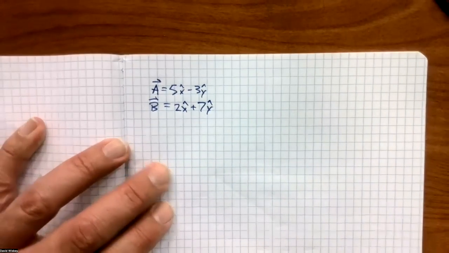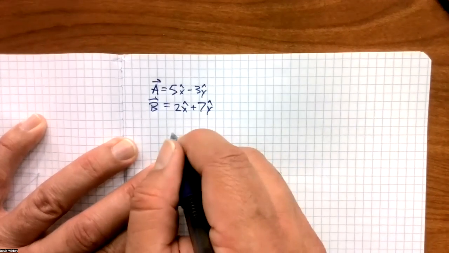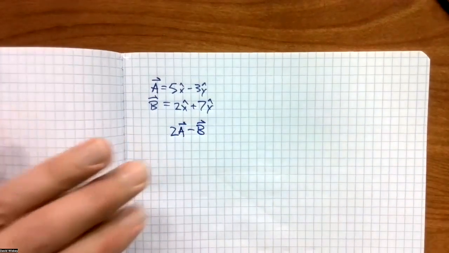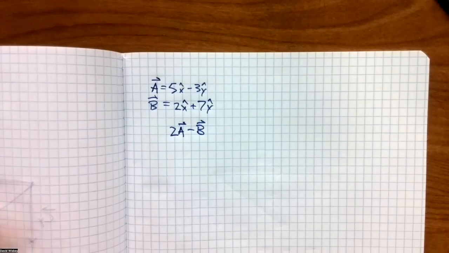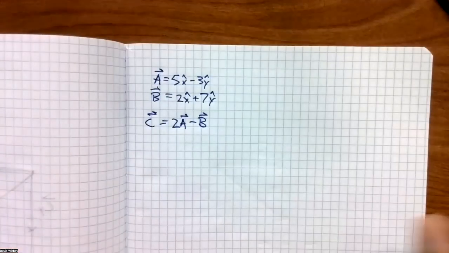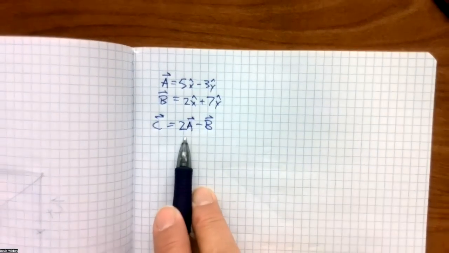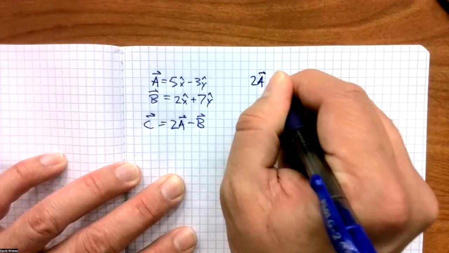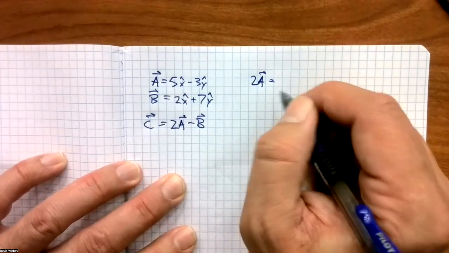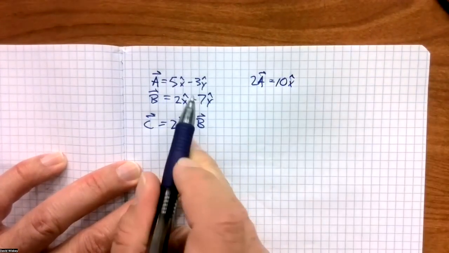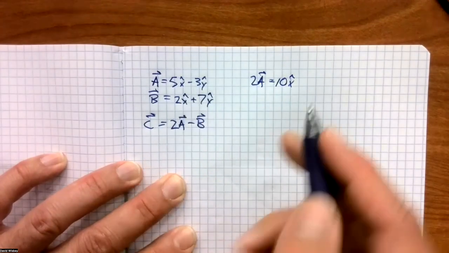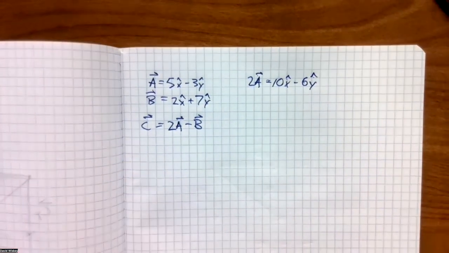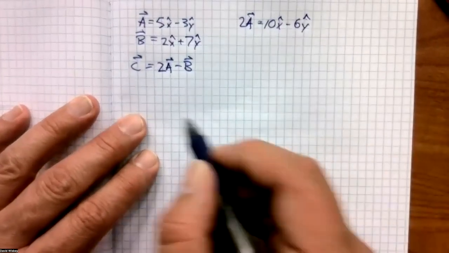Let's do some vector math, and let's find the vector 2A minus B. Let's just find this vector for fun. That's going to be our new vector, C. So this first part, 2A, let's write out what 2A is. 2A is going to equal 5 times 2, that's going to give me 10 x hat. And then 2 times 3, that's going to give me minus 6 y hat. And then B is the same. Now over here, I'm going to draw these vectors.